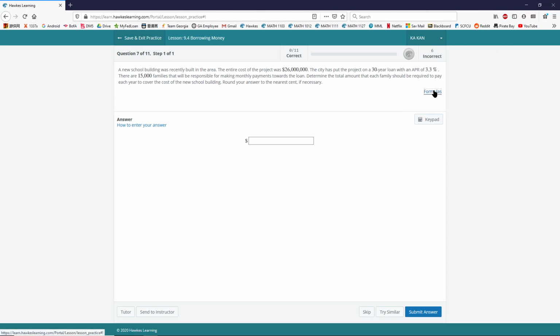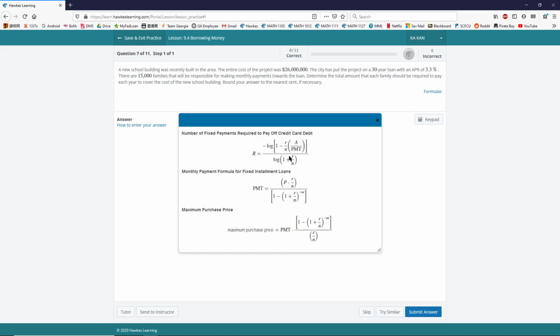Now, first of all, if you look at the formulas, we got three for this particular problem. We have the number of fixed payments to pay off credit card debt. That's not what we do. Monthly payment, maybe. But the maximum purchase price is what we want. Because you know how much payment you want to make. You know the interest rate. You know the interval. You know everything else. You just don't know what's the maximum mortgage loan that you will be taking.